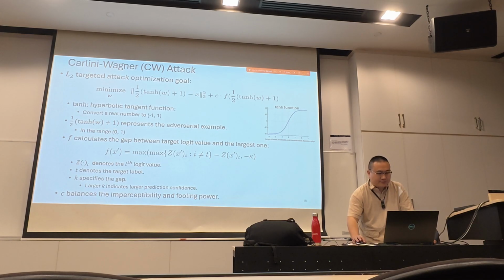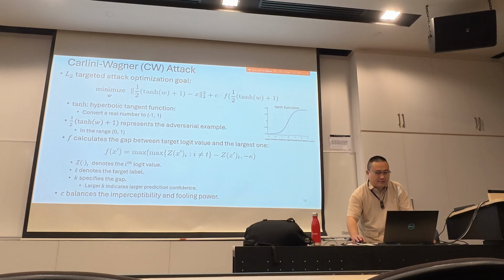So W is just any real number. And when we pass it to tangent, then the range of the output is -1 to +1. And then we multiply it by 1/2, so the range becomes -1/2 and +1/2. So this is the range of the 1/2 multiplied by the oscillator.